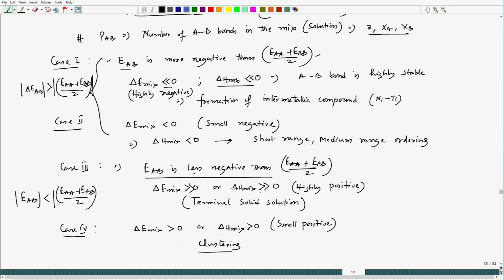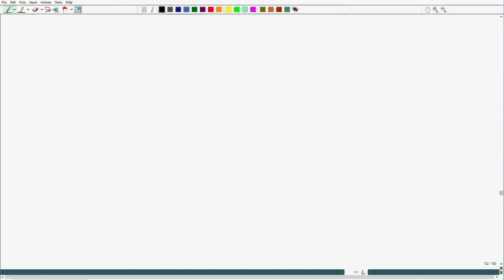Okay. So, now we could see that with the help of these bond energy differences, we can actually relate to some practical situations where we can get intermetallic, where we can get terminal solid solution, that means similar type of bonds would like to exist, where we can get clustering, where we can get short range or medium range ordering. Okay. Now, with this, let us now get to finding the value of PAB.